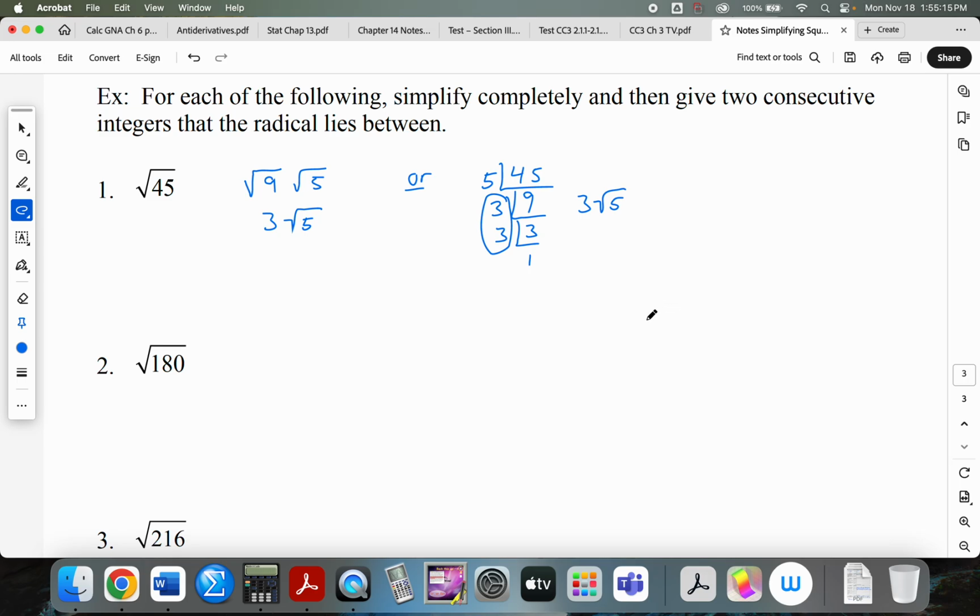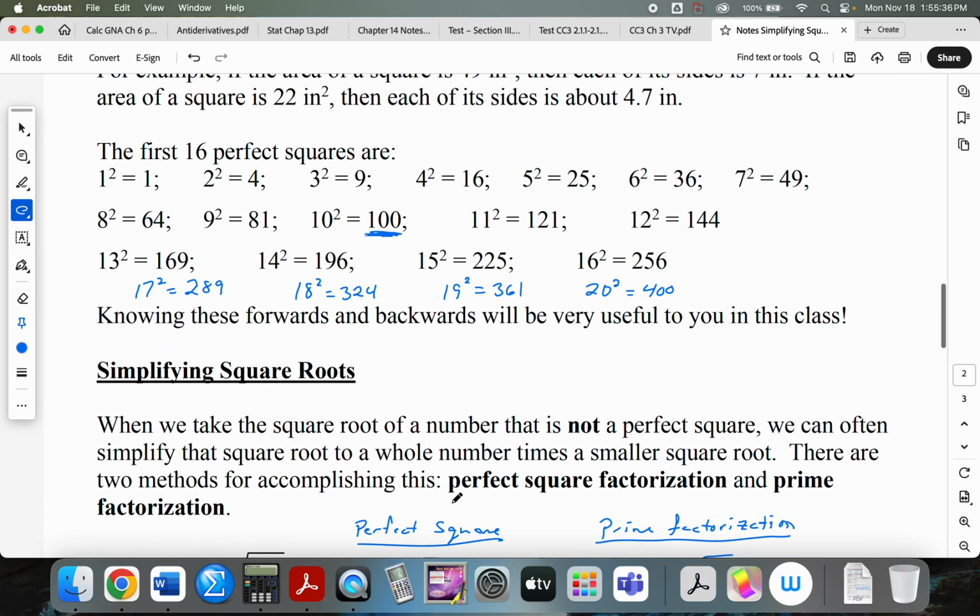That's the first part. The second part is to tell two consecutive integers that the radical lies between. So what we want to do is say the square root of 45 is between this number and this number, two whole numbers. It really helps if you know the perfect squares. So notice that 45 is in between these two, right? In between 36 and 49.